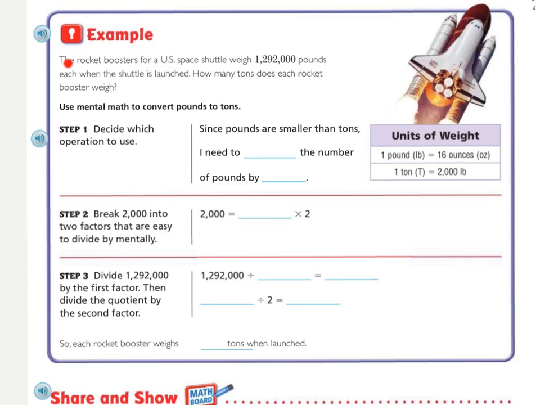Example. The rocket boosters for a U.S. space shuttle weigh 1,292,000 pounds each when the shuttle is launched. How many tons does each rocket booster weigh? Squiggle underline what you are being asked to find. Circle the important math numbers and straight underline clue words to help you know what operation you are going to use or what steps will be involved.